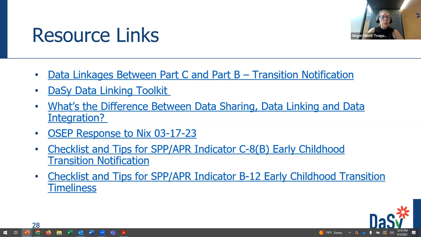We have the link here to the NICS letter for you. And then we have a couple of checklists and tips for the APR specifically, both for Indicator C8, Part B, about notification, and then Indicator B12, the Early Childhood Transition Timeliness Indicator. So those may be helpful if you're trying to think through how you're collecting and reporting, especially noncompliance data, for those two indicators.